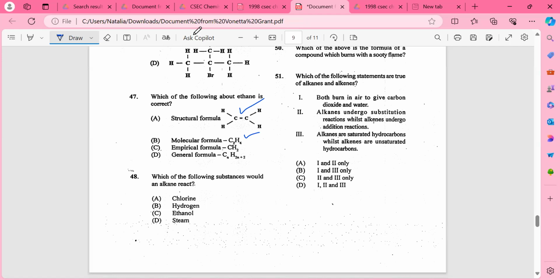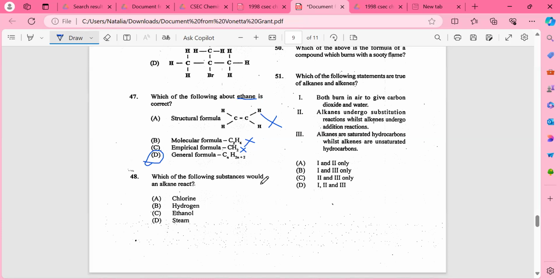Oh, ethane, what do you mean? What is wrong with me? I read that wrong. So it's ethane. So this is not correct. Molecular formula is not correct. The empirical formula is not correct. It's an alkane, so the general formula is CnH2n+2. Sorry about that.